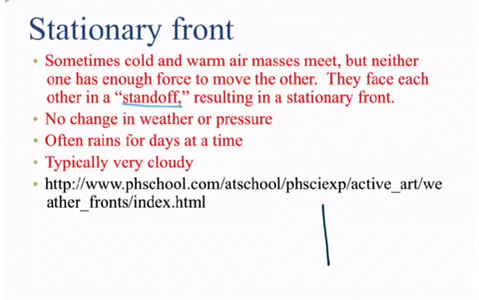it's pretty apparent on a map because you're going to have a really weird line, with a cold front marked on one side and a warm front on the other. So this is what a stationary front line looks like on a weather map. There's typically no change in weather or pressure because it's moving back and forth, and it often rains for days at a time, and you typically have a lot of clouds from this moving back and forth.